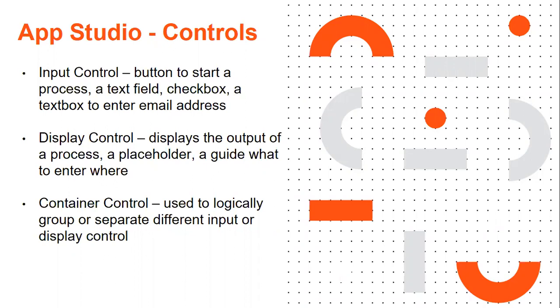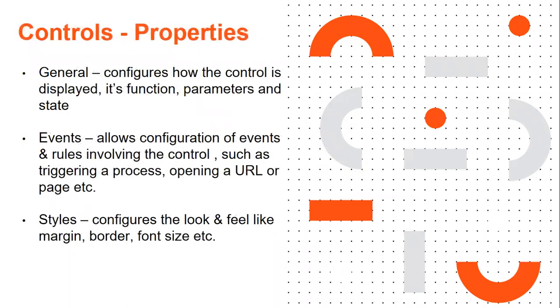So now, because we have seen what controls are, let's also see what properties they deal with. The first being the general property. So this category configures how the control is displayed. So its function, the parameter to which it is bound, its state, whether it should be hidden or it should be disabled. And every control has its own properties.